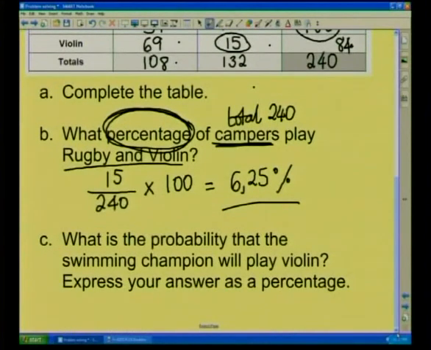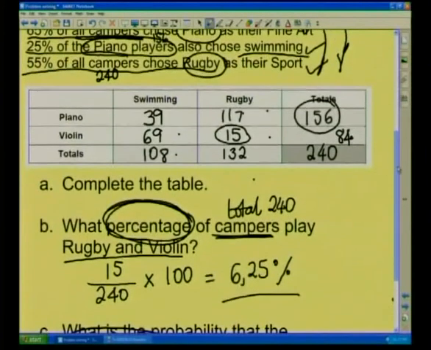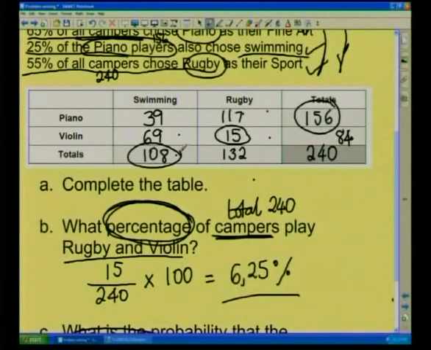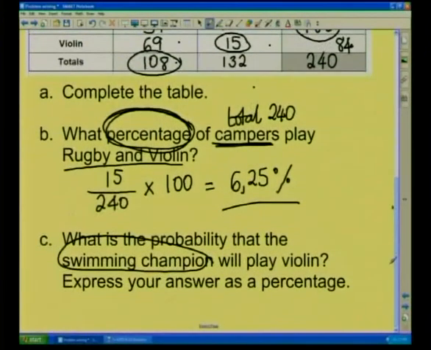The next question is, what is the probability that a swimming champion, in other words, we're only looking at the swimmers, and how many swimmers are there? We need to look back. Total number of swimmers is 108. So out of the 108 people that are swimmers, how many play the violin? And again, express your answer as a percentage.